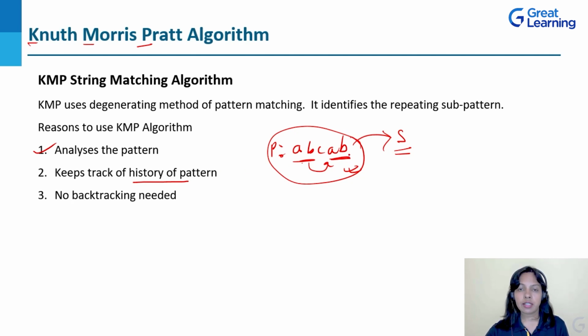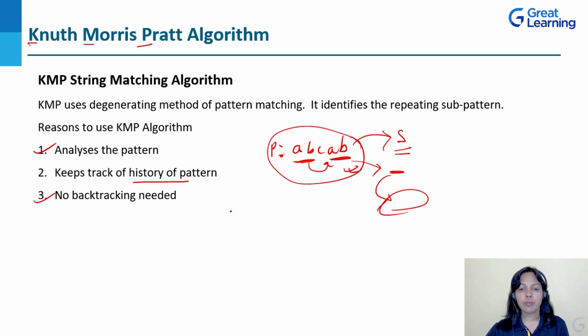So it not just analyzes it, but also keeps track that, okay, these two characters were repeating here as the same two characters, right? So this will be stored somewhere in the history, which will act as an input to the logic or the program of the KMP algorithm.